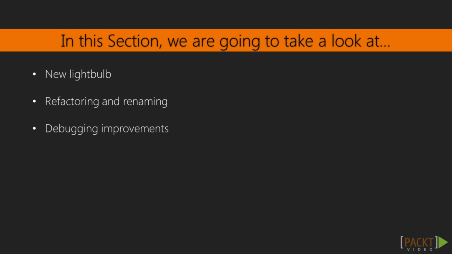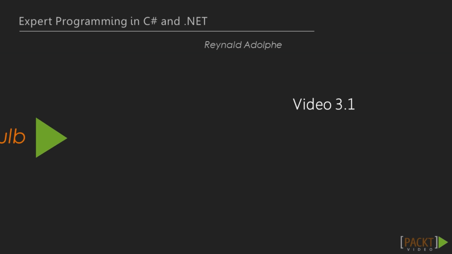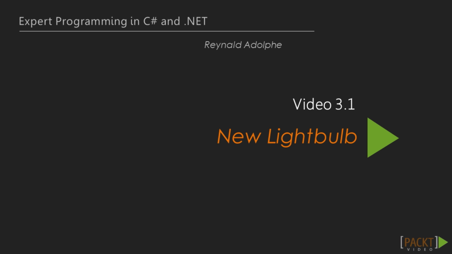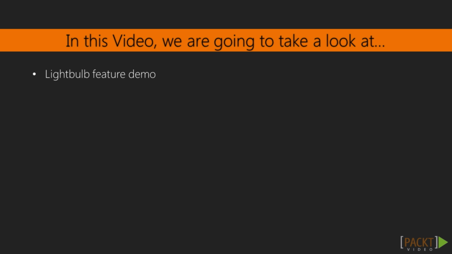The first is the new light bulb. Then we're going to follow up with the discussion about refactoring and renaming, how that improves our productivity. And then we'll close with a talk about the debugging improvements that we now have. So let's go ahead and move on to the first video of this section, which talks about the new light bulb feature. And the best way to discuss this is through a demonstration.